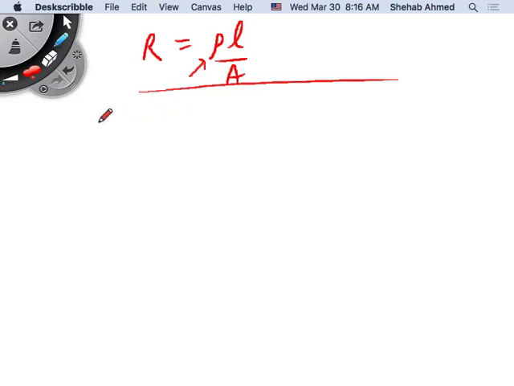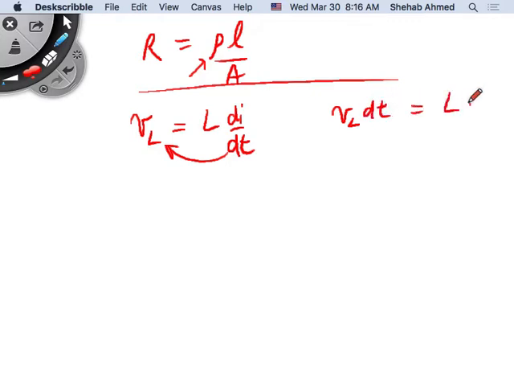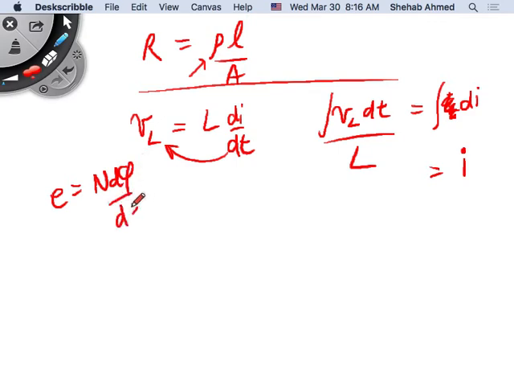Inductance. We went through some of it, but we didn't finish it. We said that it really starts from V_L is equal to L di by dt. Bring dt on one side, so V_L dt is equal to L di. If you integrate, you end up with current on one side, and this integral of voltage, we said, is the same as Faraday's law.